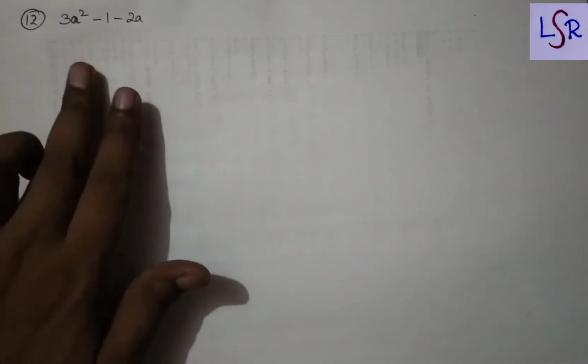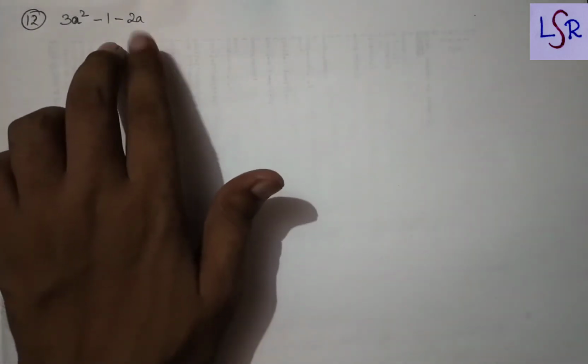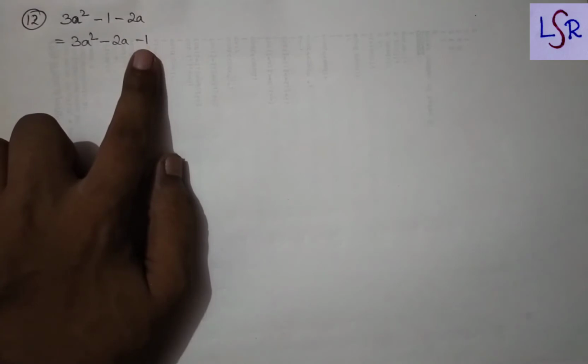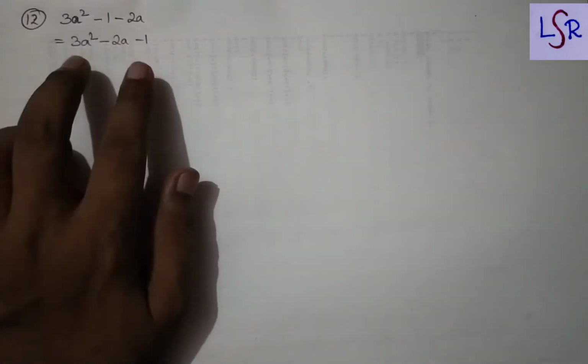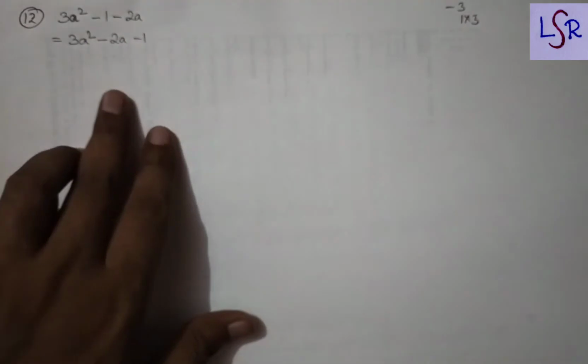And now we have to just rearrange them, and we place 2a between them and minus 1 at the last, the constant at the last. Now we are going to split this 2 with the help of 3 and minus 1. Factors we have 1 and 3, so 3 minus 1, we are going to split the 2.